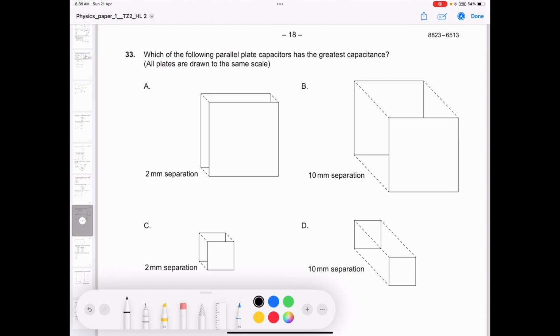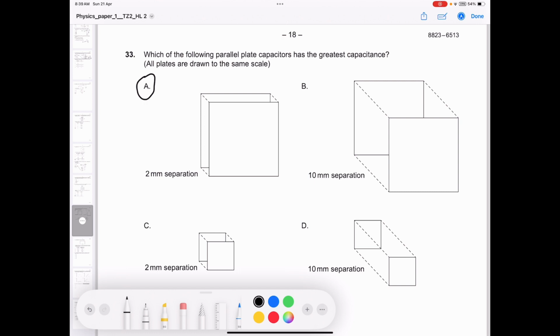Number 33, this is one of the easier ones. Which of the following parallel plate capacitors has the greatest capacitance? Well, if you've seen a parallel plate capacitor in the laboratory, it always has a large cross-sectional area and a fairly small separation. So according to that, the answer must be A.